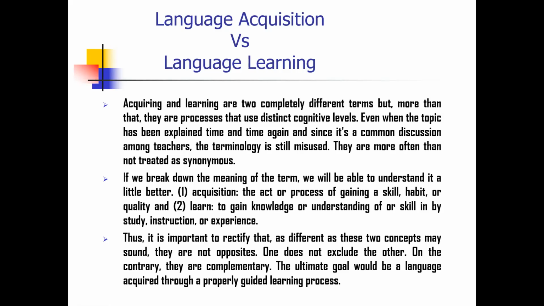If we break down the meaning of the terms, we will be able to understand it a little better. Acquisition is the act or process of gaining a skill, habit, or quality. And to learn means to gain knowledge or understanding of a skill by study, instruction, or experience. Thus, it's important to rectify that as different as those two concepts may sound, they are not opposites. One does not include the other. On the contrary, they are complementary. The ultimate goal would be a language acquired through a properly guided learning process. Next slide, please.